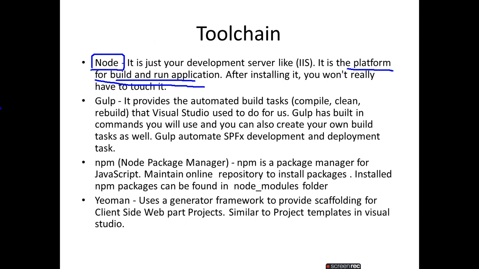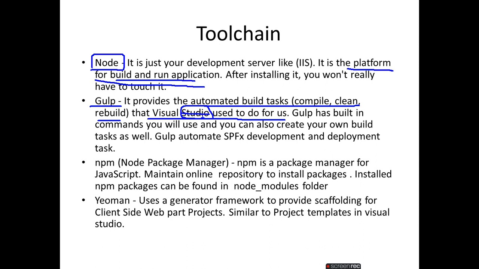While building, there are different stages to create our package. So this is gulp. It provides automated build tasks: compile, clean and rebuild, that Visual Studio used to do for us. Here Visual Code, I mean Visual Code, but here I have written Visual Studio. So what does gulp do? It builds our code. Gulp has built-in commands you will use, and you can also create your own build tasks as well. Gulp automates SPFX development and deployment tasks.